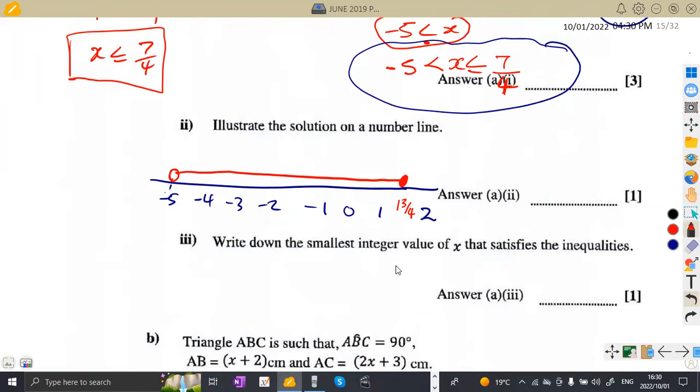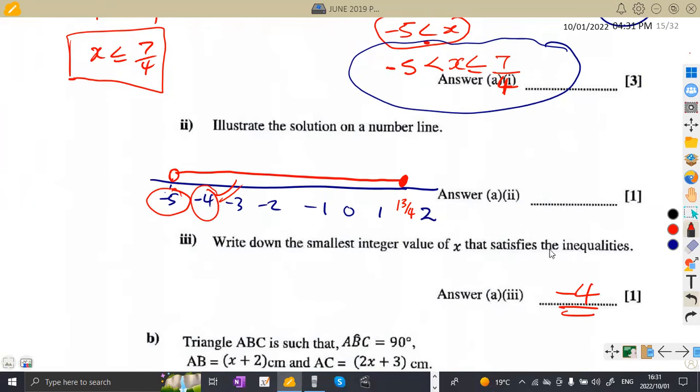Write down the smallest integer value of x that satisfies the inequality. The smallest, which means we are referring to minus 4. Minus 5 is not involved, because remember, it's not shaded, so it's not involved. So the first integer is negative 4, and that's your smallest one. Okay, that was x, which is minus 4.